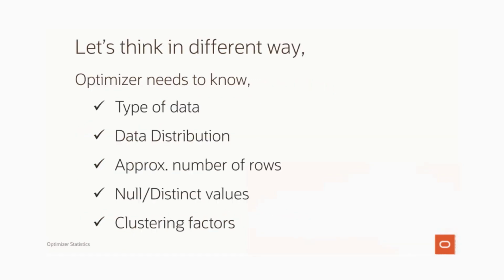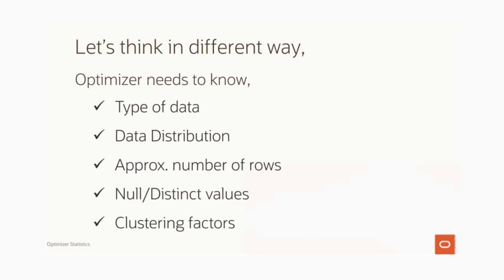So let's think in a different way. If we are referring to gathering statistics, what type of statistics does the optimizer need to be aware of? Number one is the type of data, whether it is structured, unstructured, or semi-structured data. Obviously, we are working as an Oracle DBA, and Oracle is a structured data format, an RDBMS. So what type of data is there? It's a number, character, or whatever.